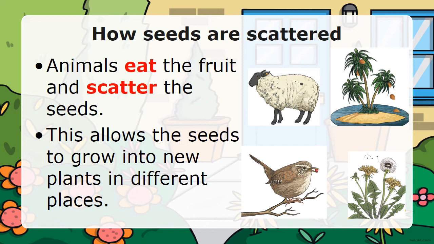So we see the ram here. There is a seed on the ram's coat, and as he moves about, it will drop in different places. The other one is the coconut. As the coconut falls by the water, by the sea, it is carried away. Then we have the birds. The birds normally eat the fruit and the seed. Sometimes when they're flying and moving about, the seeds drop into different places. Then we have the seeds or the flower that the wind will blow. When that is blown into different places, the seed lands, germinates and grows.